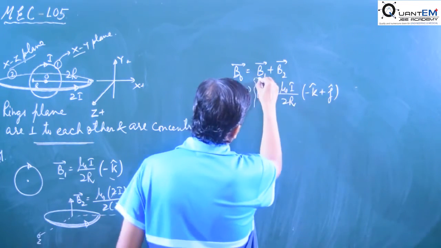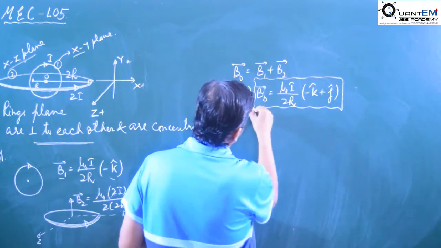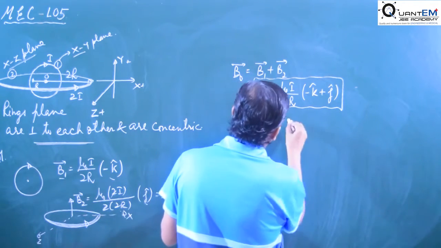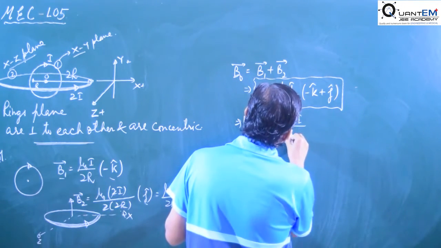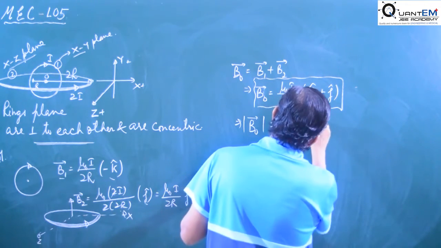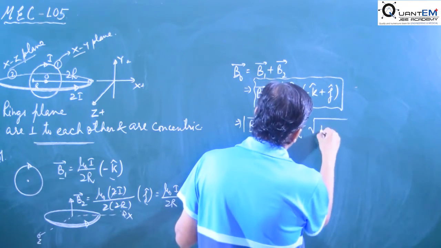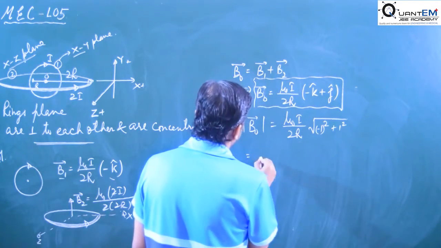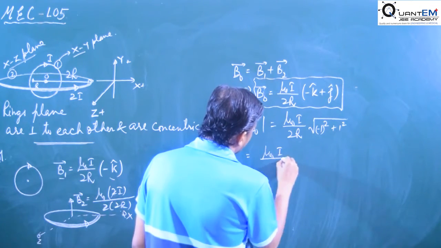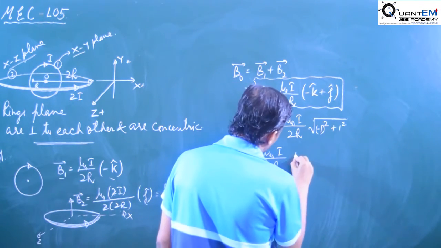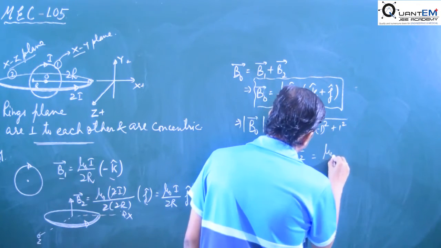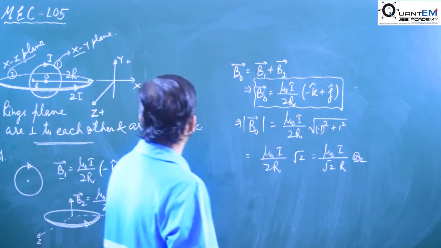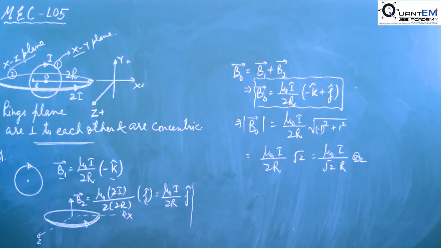Okay, it is the magnetic field intensity in the vector form, and if you have to get the magnetic field intensity in magnitude form, then it is mu naught I by 2r under root 1 square plus 1 square. So what you get? Mu naught I by 2r, and it is root 2. The result we will have is mu naught I root 2 by 2r, it is the answer. Okay, now we move to the next question.